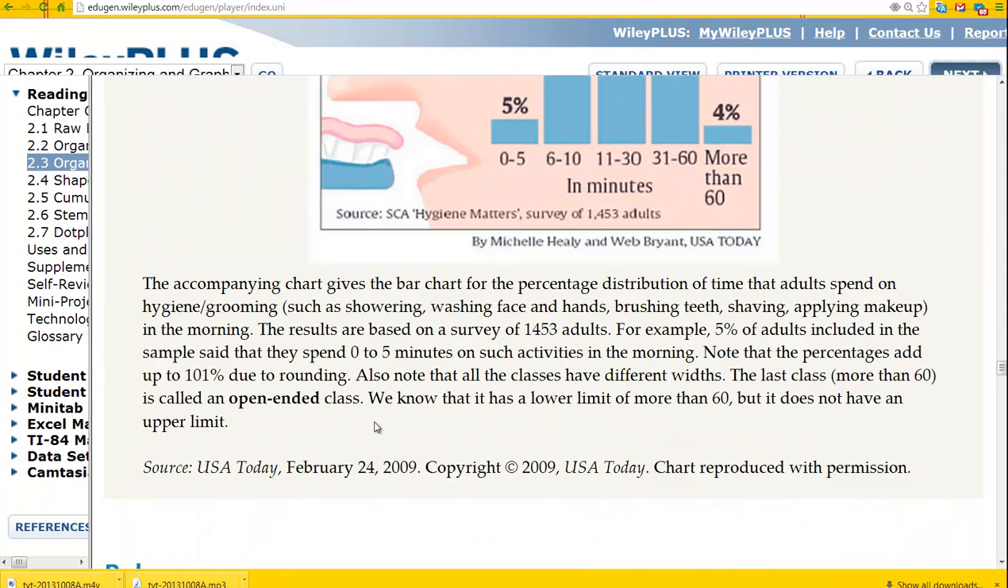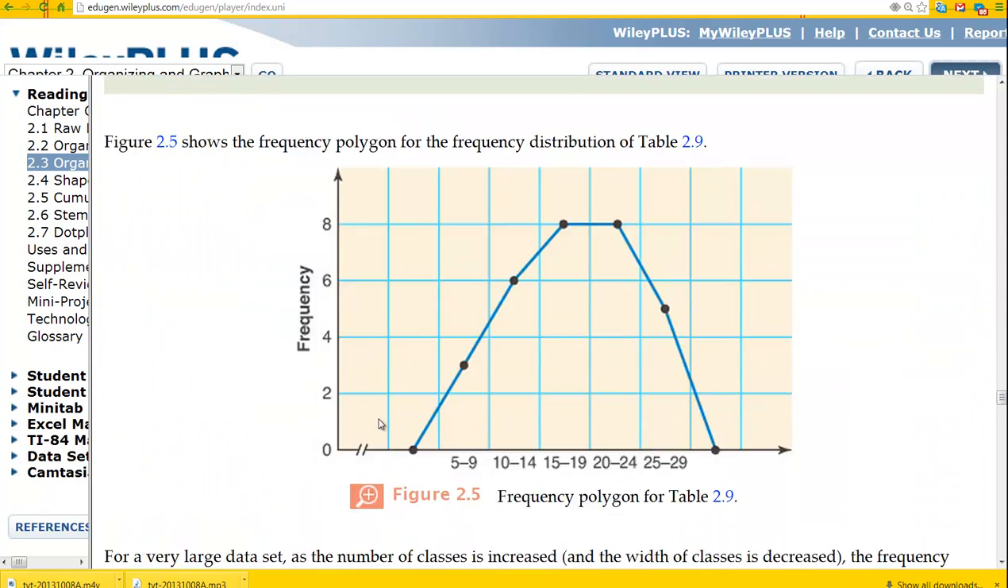Then instead of doing it that way, you can also do it this way. You can say between 5 and 9, we said there were 3, so you put a dot here in the middle of this interval. And remember, we talked about how to get the middle, the midpoint. Okay, and then the midpoint for here is here, and that was 6, so we'll put a dot there, and here, and so on. So it's the same idea.